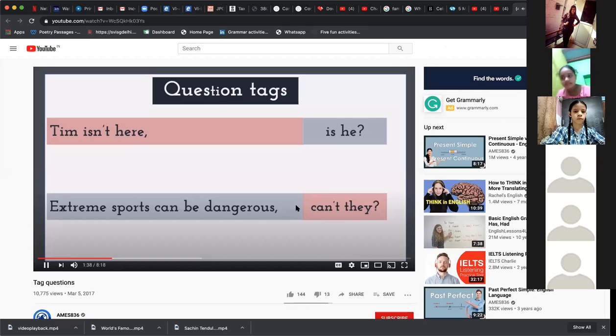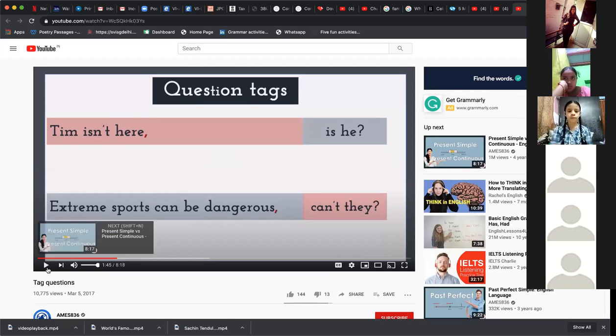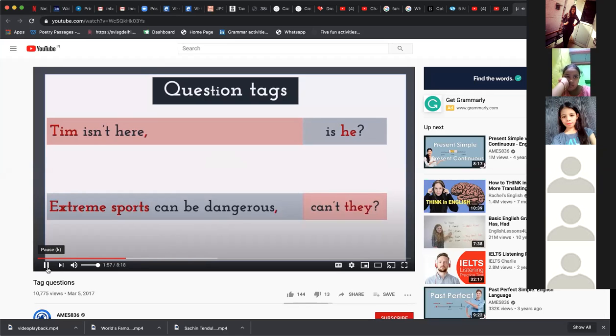The statement and the tag are always separated by a comma. Very important. A statement and a question tag is separated with a comma. If you can see in red, whenever the statement ends, it will be a comma and then followed by our question tag. The subject of the question tag is the personal pronoun of the subject of the main sentence. Tim, he; extreme sports, they. I told you that we use pronouns.